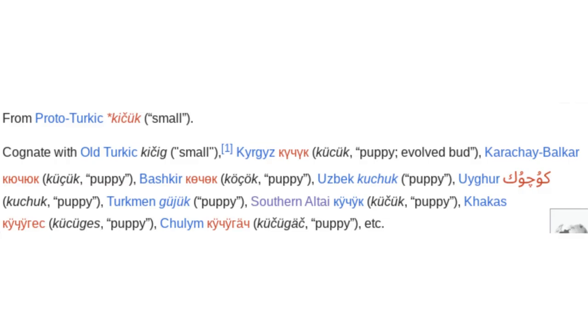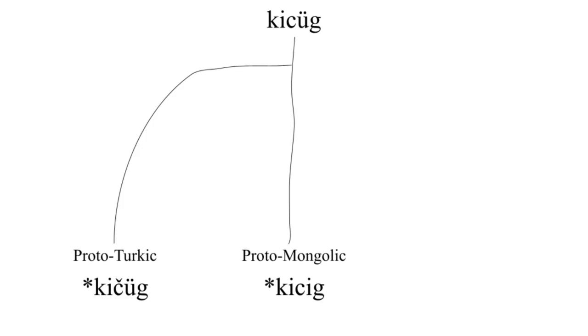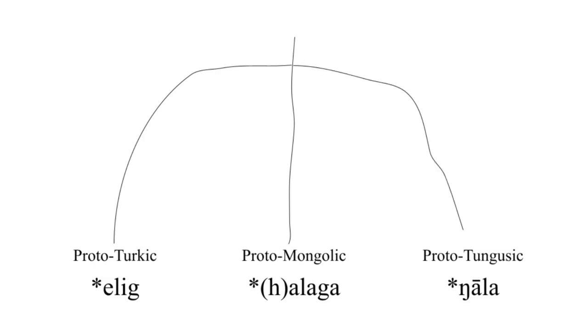So, small in Proto-Turkic was kichig, which is often compared to the Proto-Mongolic kitig. That means puppy, but the two terms are pretty similar. Half of the Turkic languages use it to mean puppy, but that's definitely because the Mongolian one is influencing it. So hands are erig in Proto-Turkic, and the closest Mongolian word people proposed is alaga, which means palm. And even more curiously, the Proto-Tungusic is ngala. I think we'd be better off cutting our losses and settling on elaiga.